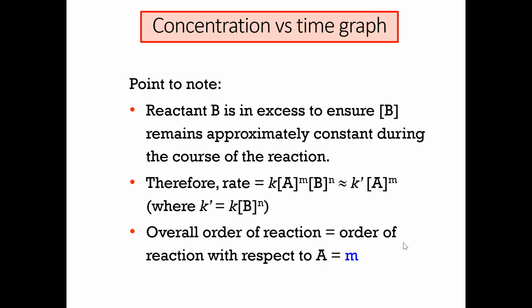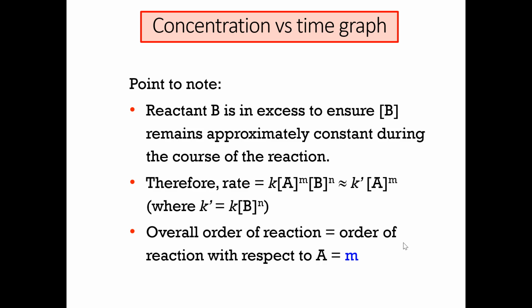A very important thing that we must remember before we look at how we can determine the order is that reactant B is in excess to ensure the concentration of B remains approximately constant during the course of the entire reaction, such that the initial concentration of B term becomes a constant number, and therefore we can focus solely on the impact of A on the rate of reaction. Now, this example of mine only has reactants A and B. So if I keep B constant, then I can investigate A.